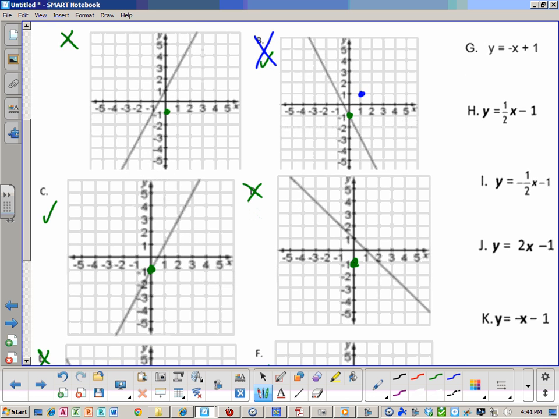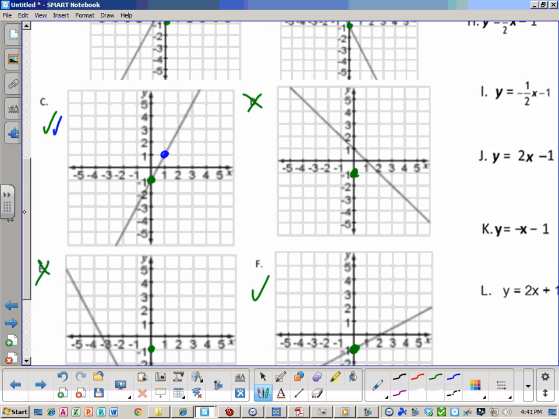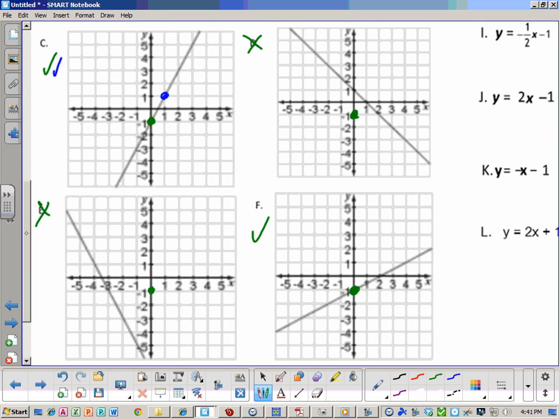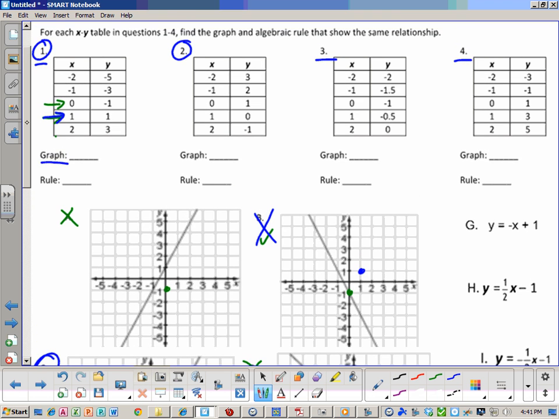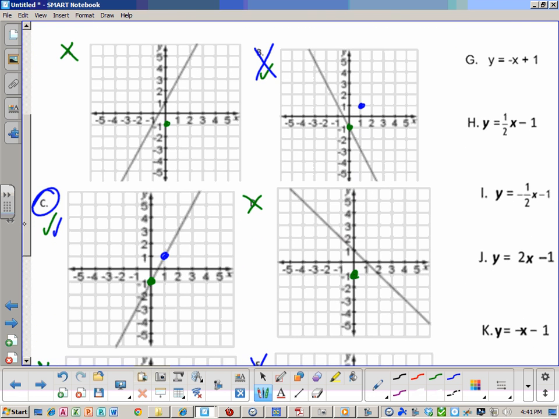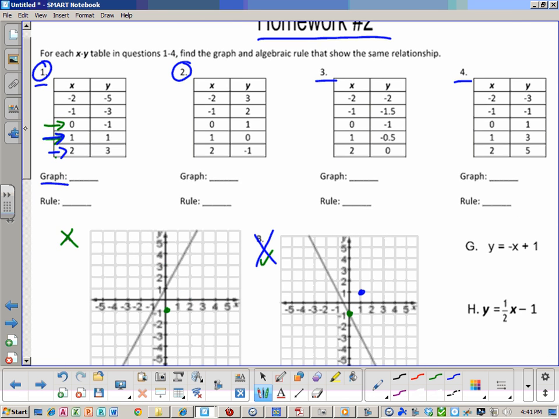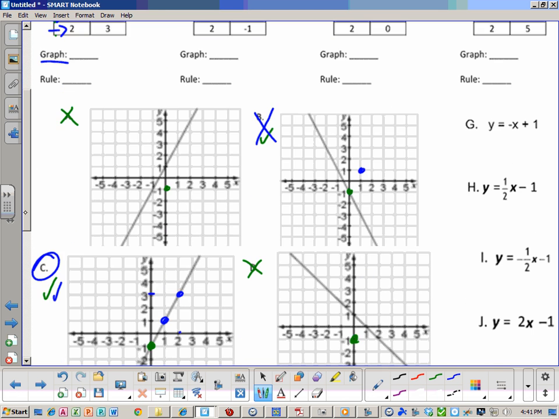Now let's go to C. C does have 1, 1. I'm going to put an extra check mark there, so it could most likely be the answer, especially since it's been right twice. And let's go check F. F does not have it, so it's not it. So the answer for the graph of number 1 is the undisputed C. And you can check every single point, like 2, 3. That's this point right here, and it works. Every single one of those points works out for the graph of C.